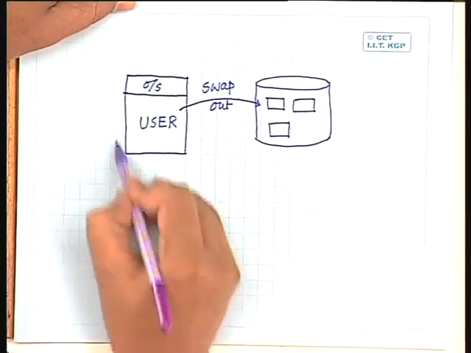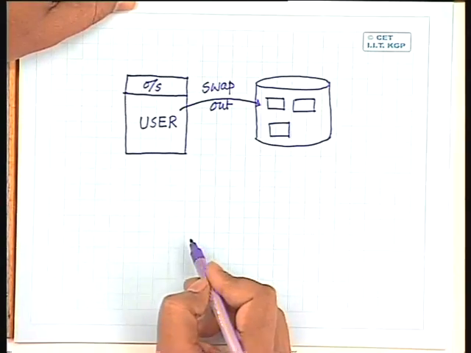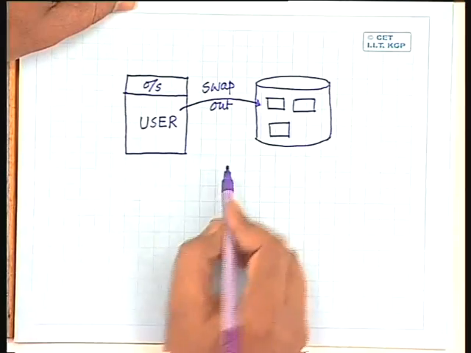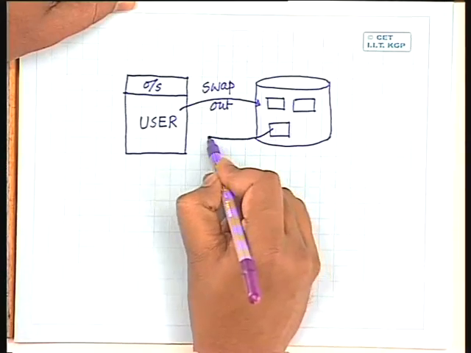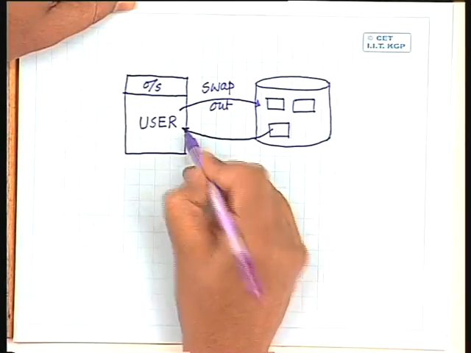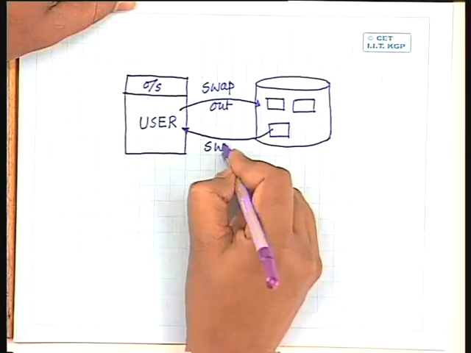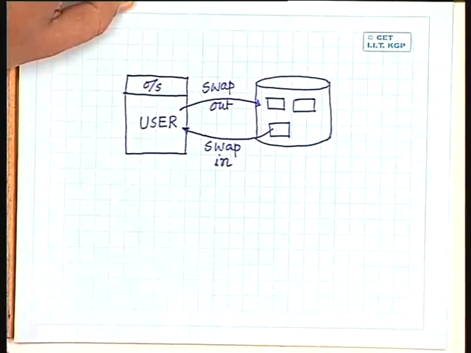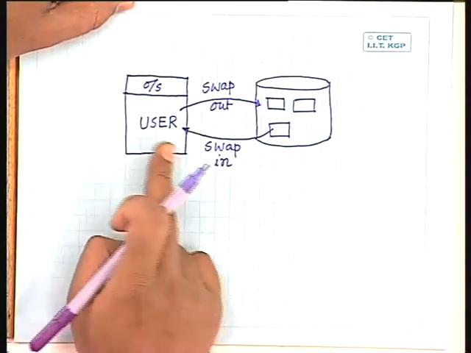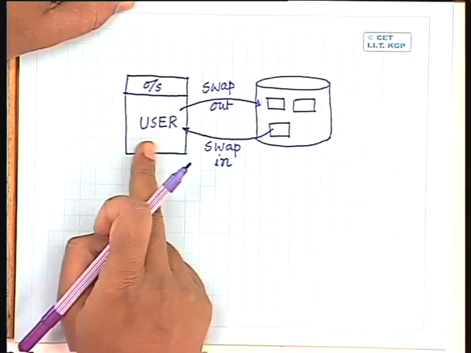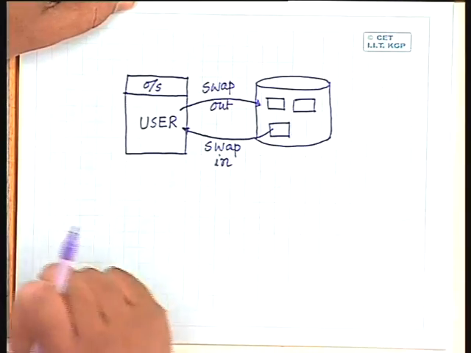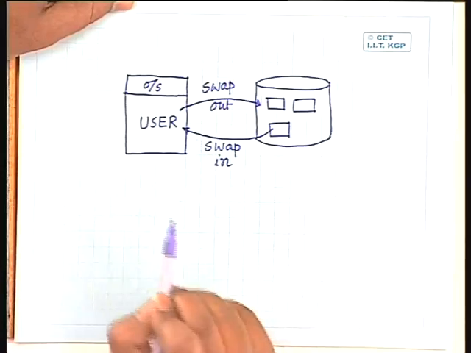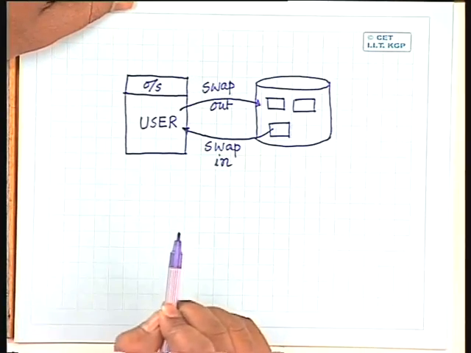And now this user partition in the main memory becomes free. Once it becomes free, I can swap in a new process from the secondary storage into the main memory, which can now be executed by the CPU. So you find that this simple configuration can be converted to a multi-programming or multi-user system by making use of the swap out and swap in operations.